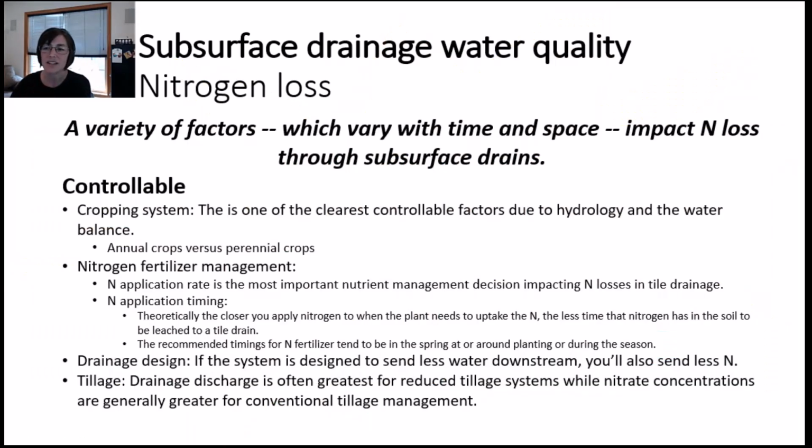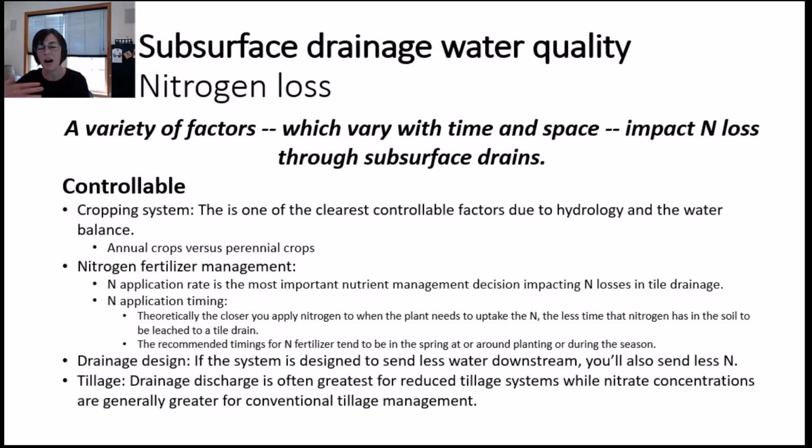And finally, I wanted to talk about tillage because it's a common field operation that we control, but honestly, the impact of the type of tillage on N loss through tile drains is kind of mixed. In general, for us, drain discharge or drainage volume, the amount of water we send downstream, is greater for a reduced tillage system like no-till or conservation tillage, whereas nitrate concentrations in drainage are generally greater for conventional tillage systems.